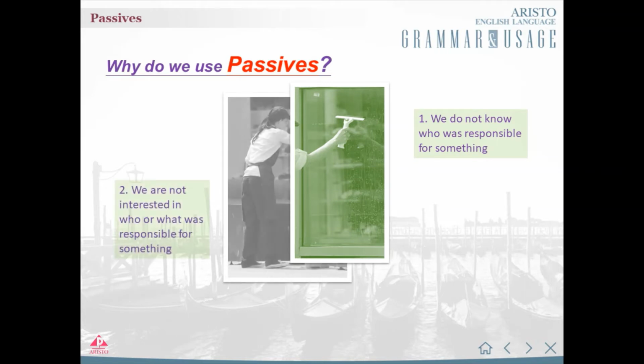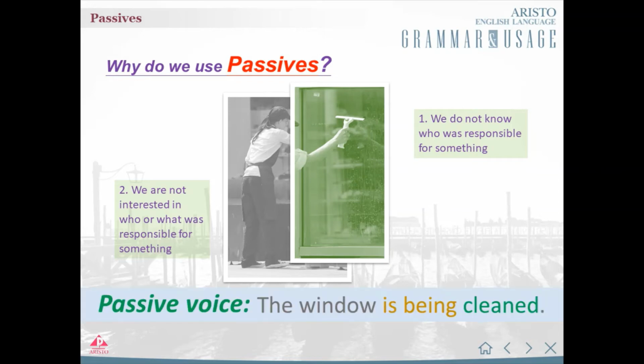The second reason we use the passive is when we are not interested in who or what was responsible for something. Therefore, if we say that the window is being cleaned, this may mean that we do not know who is cleaning the window, or that we are not interested in who is doing the cleaning. Instead, the fact that the window is being cleaned by someone is the thing that we are interested in.